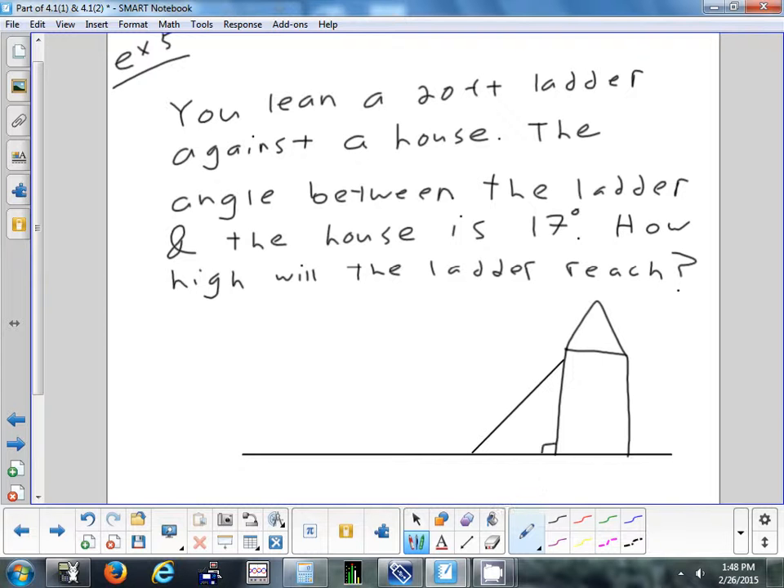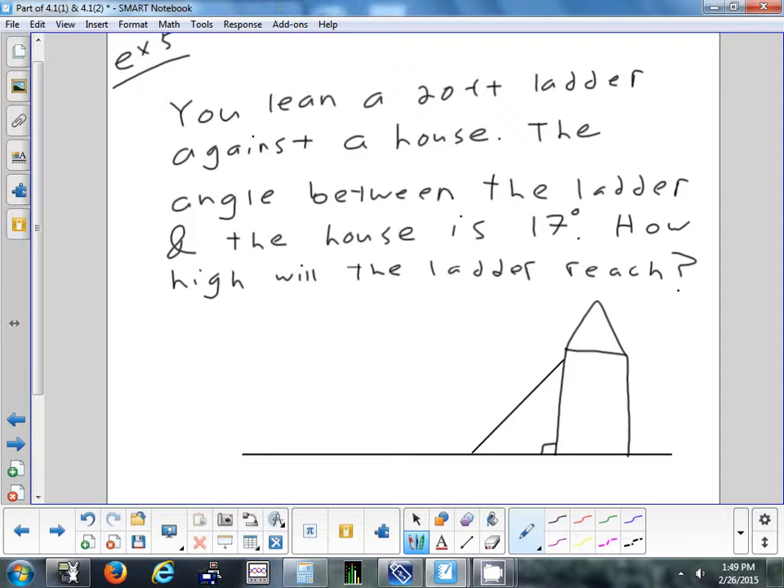Specifically, the building, we're going to assume it's perpendicular to the ground. That's not always the case. In fact, in the next unit, we'll look at a problem with the Leaning Tower of Pisa, where it's not perpendicular to the ground, and that changes things. But that's a couple weeks away. Okay, but this is perpendicular to the ground.